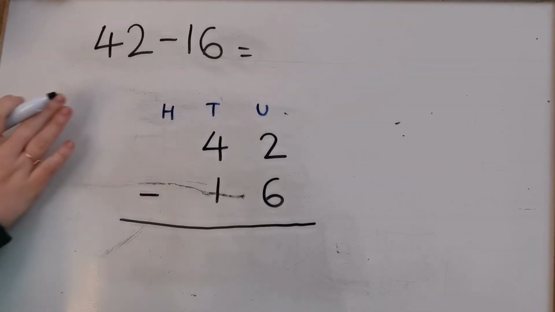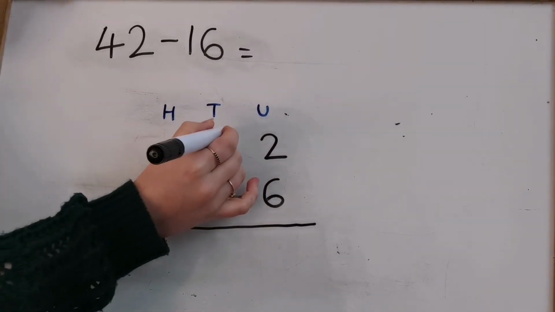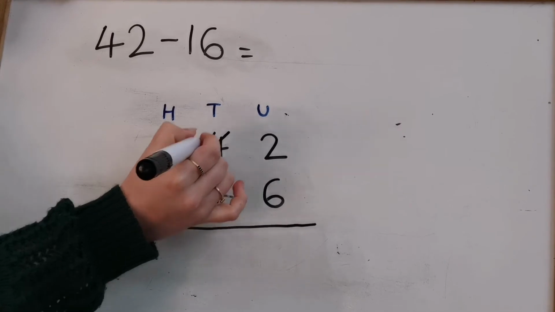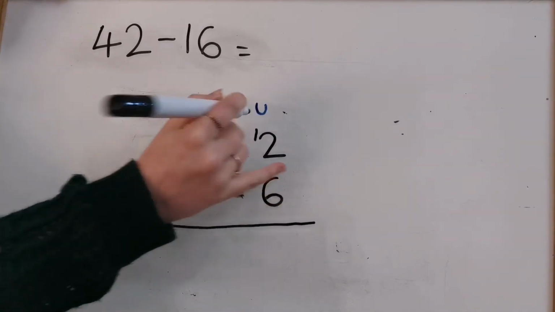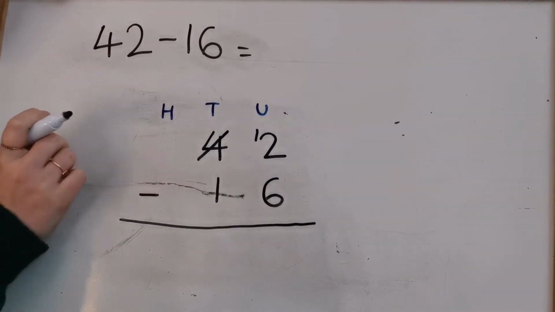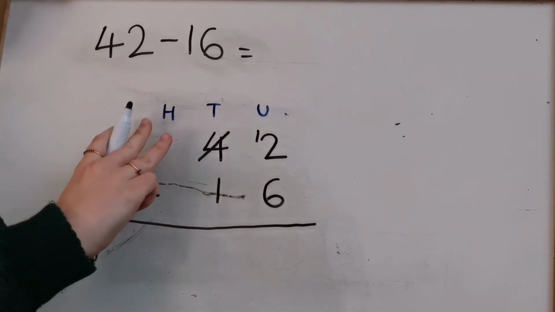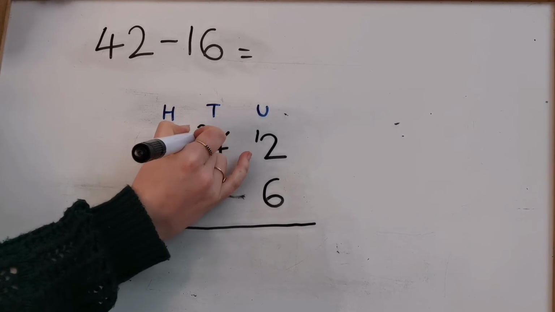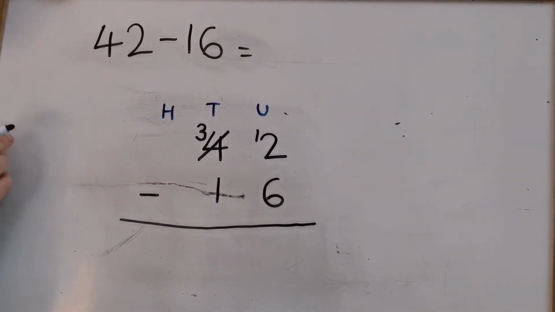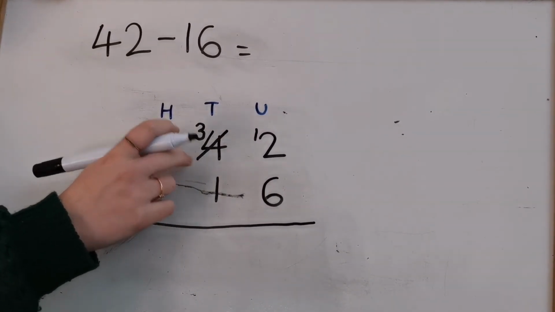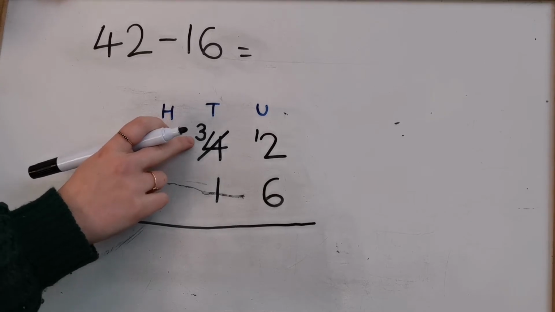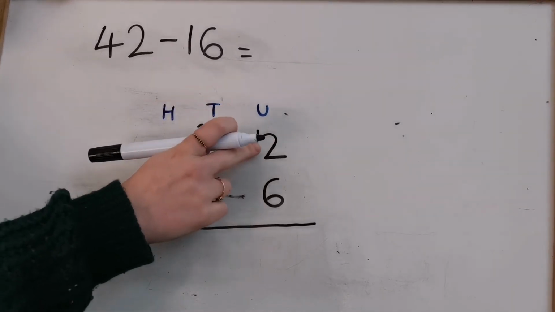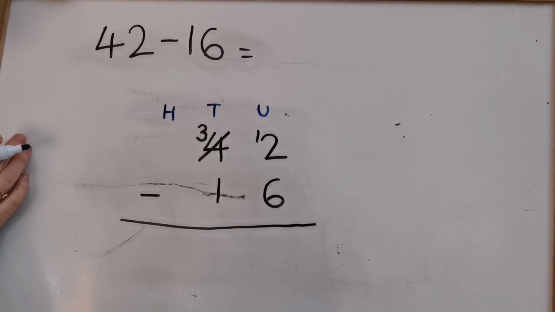So at the moment I've got 4 tens. So I'm going to cross that out because I'm going to borrow 1 from those 4 tens, which would leave me 3 tens. So I'm going to fill in a little 3 there to remind me that now I do not have 4 tens. I have 3 tens in the tens column and I've borrowed 1 into my units column.